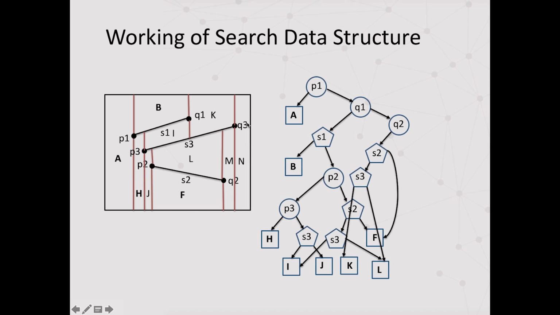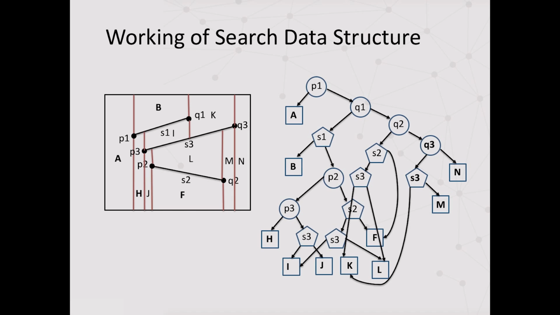Then right side of Q2 we are having point Q3. This is a simple case. And left side of Q3 and right side of Q2, in this area we are having this portion of segment S3, and above S3 we are having K and below S3 we are having M, and to the right side of Q3 we are having N. So we have updated the data structure.